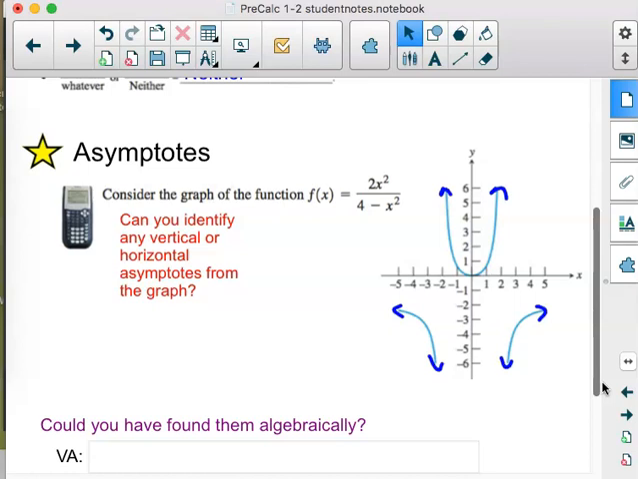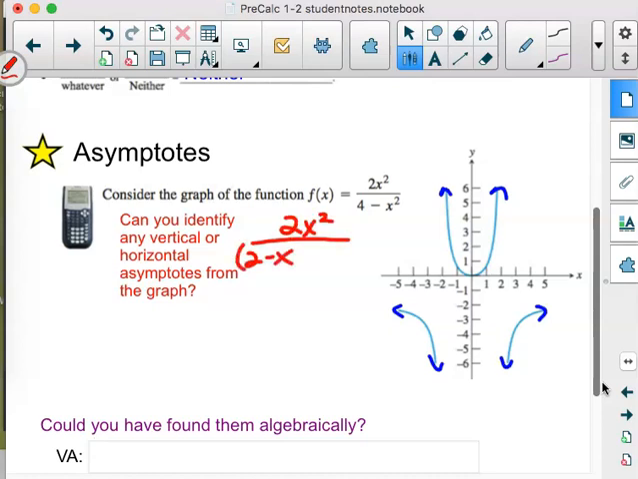So with this graph, I'm looking at the fact that I have a rational function, a fraction. That's going to be hyperbolic. So I should have some branches here. And then I notice, oh, my denominator is factorable. That's a difference of 2 squares right there.